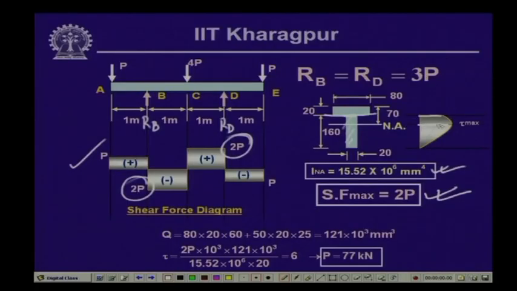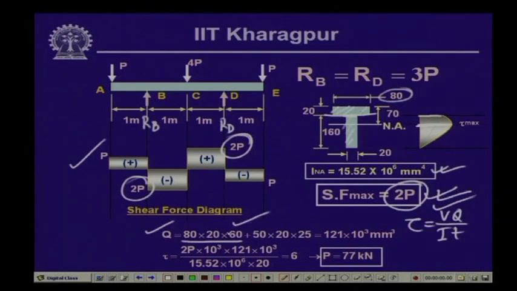If we compute the maximum shearing stress at the neutral axis, then tau is equal to V Q by I T. V is known, which is 2 P, and Q is equal to A y bar above this neutral axis. Here we have two rectangles: one is 80 times 20, and the distance of C g from the neutral axis is 70 minus 10, which is 60. The second rectangle is 50 times 20, and the distance of C g from the neutral axis is 25. This gives us a value of Q of 121 into 10 to the power 3 millimeter cube, and I we know.